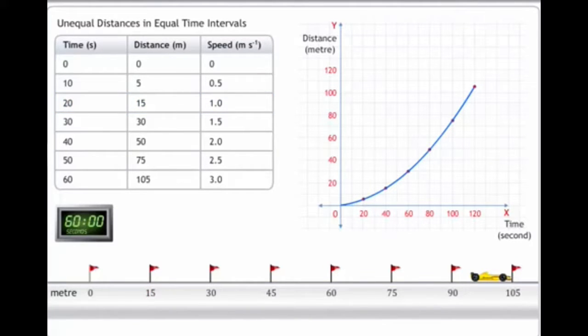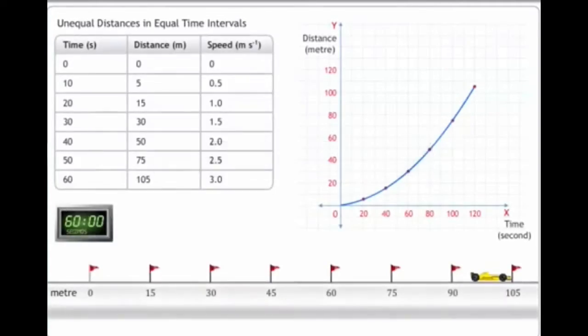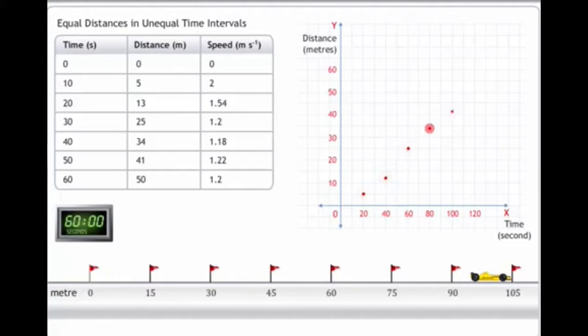We observe that the speed of the body increased with time at a constant rate. Hence, we can say that the body moves with uniform acceleration. Thus, for a body with uniformly accelerated motion, the distance time graph is in the shape of a parabola. Now let us consider a body moving unequal distances in equal time intervals. As you can see, a graph plotted based on the data provided again shows a curve.